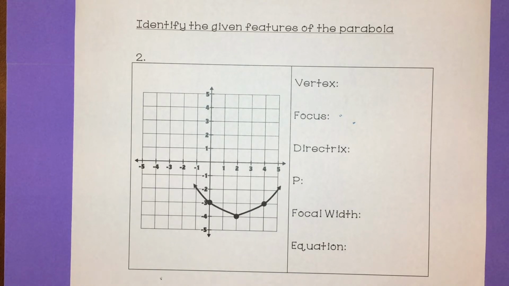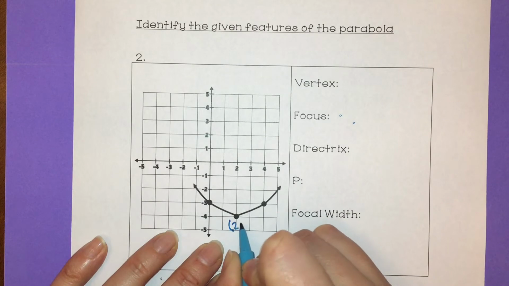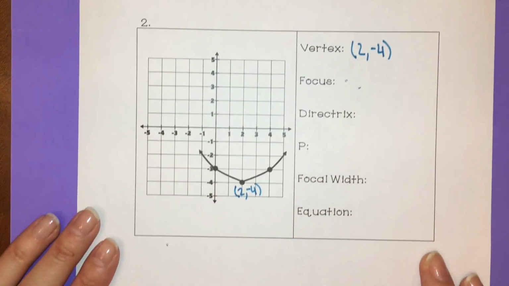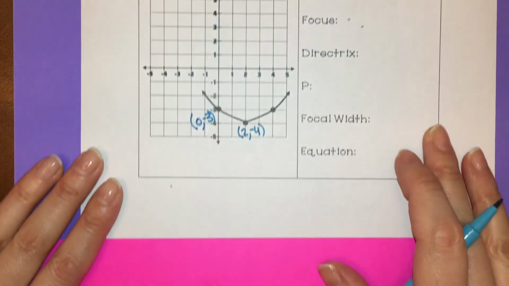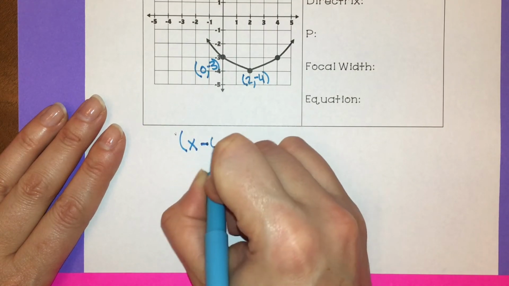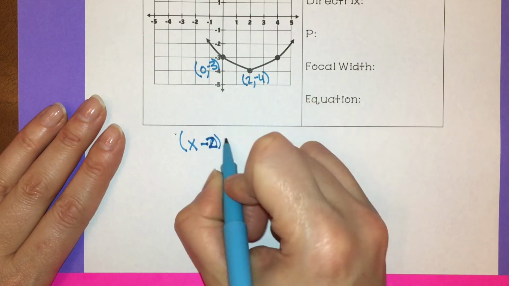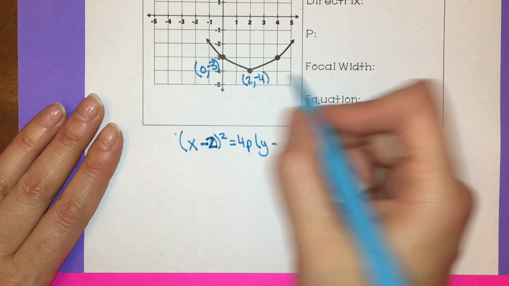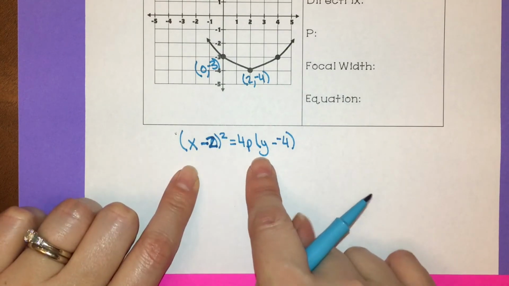All right, so vertex, we have 2, -4. All right, so I need to find p. I'm just going to use this point. You can use either point. x is 0, y is -3. So we have x minus 2 squared equals 4p times y minus, the y coordinate is -4 of our vertex. So now I'm going to plug in x and y using this point.